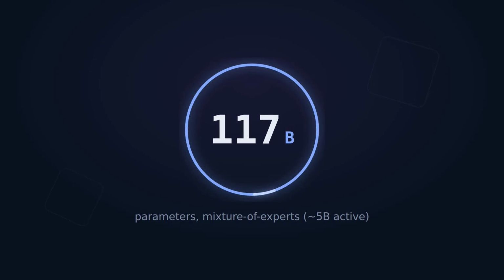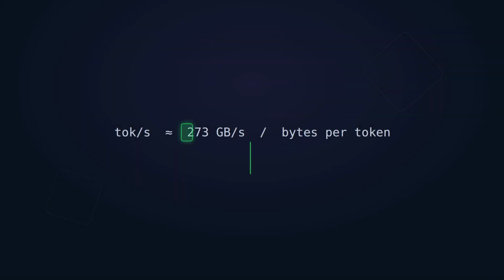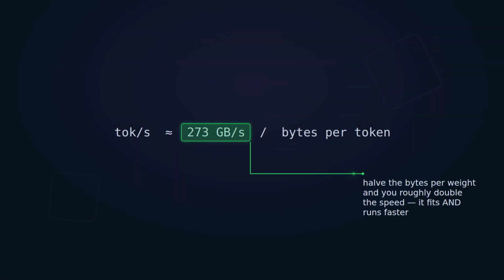Size and speed are not the same thing. Here is the part people miss. On a unified memory box, the limit on generating text is not raw computing power, it is bandwidth. To produce each new word, the machine has to stream the active weights out of memory, and that memory delivers a few hundred gigabytes per second.